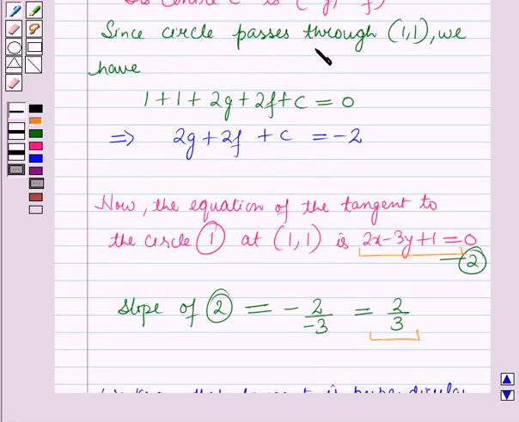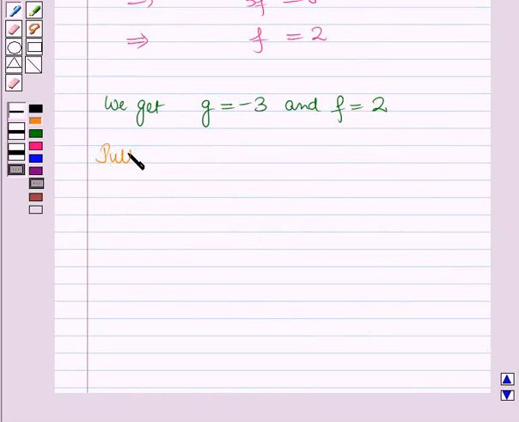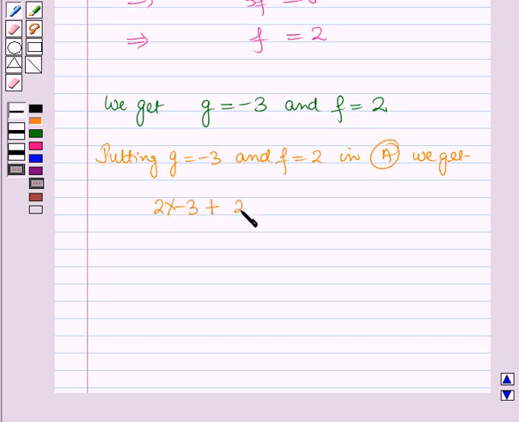Now we have, if the circle is passing through the point (1, 1), then 2g + 2f + c = -2. So let us name this equation as A. Now putting g = -3 and f = 2 in A, we get 2 into -3 + 2 into 2 + c = -2, which implies -6 + 4 + c = -2, which further gives -2 + c = -2, which implies c = 0.